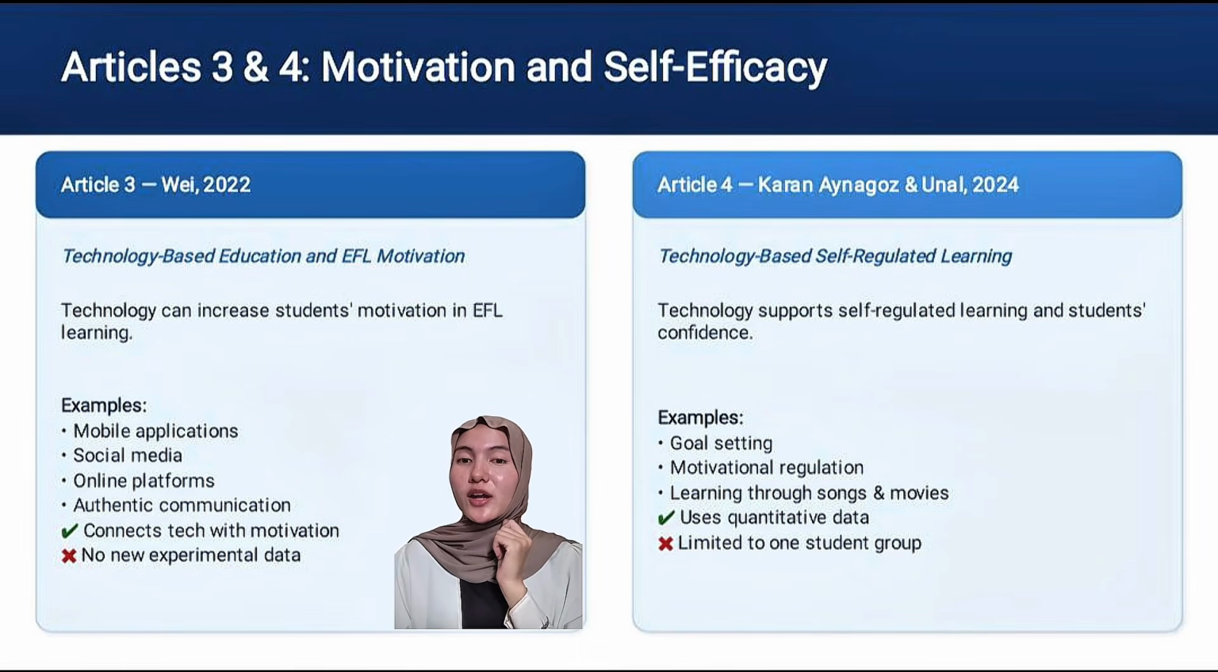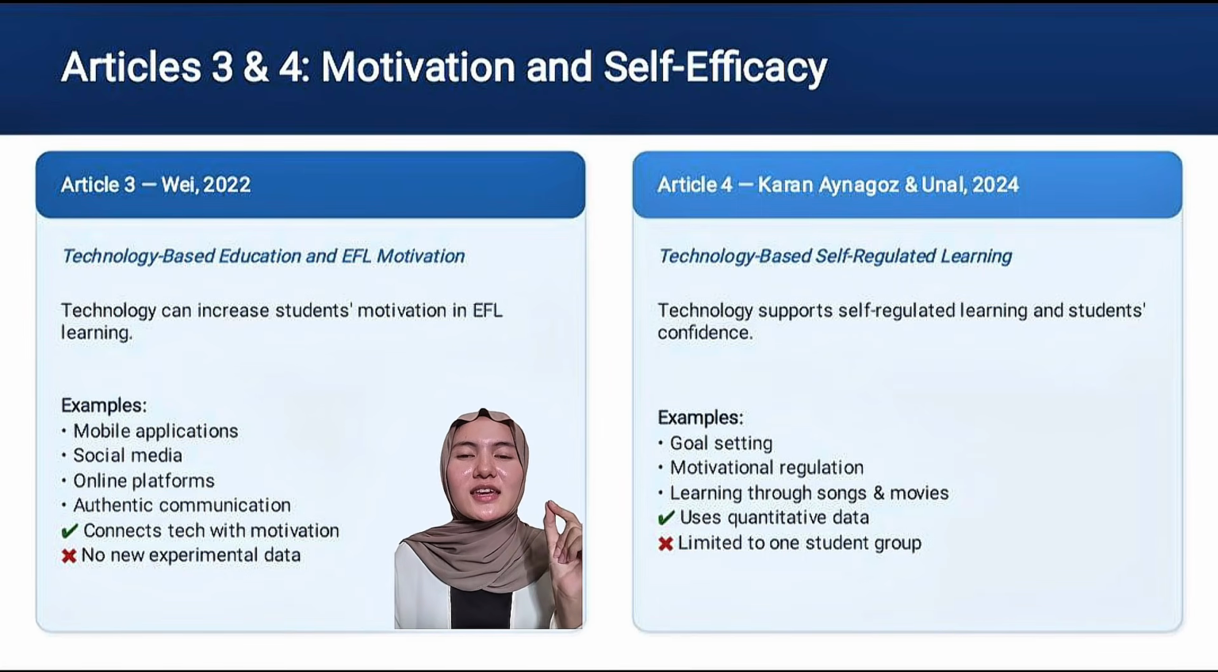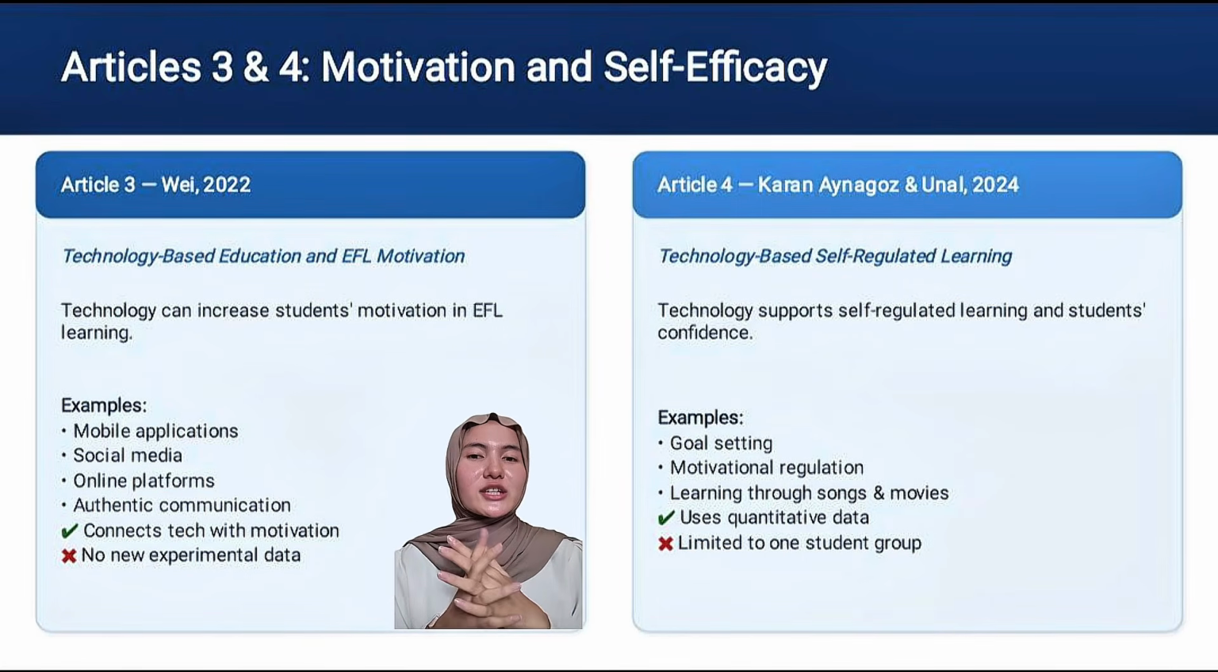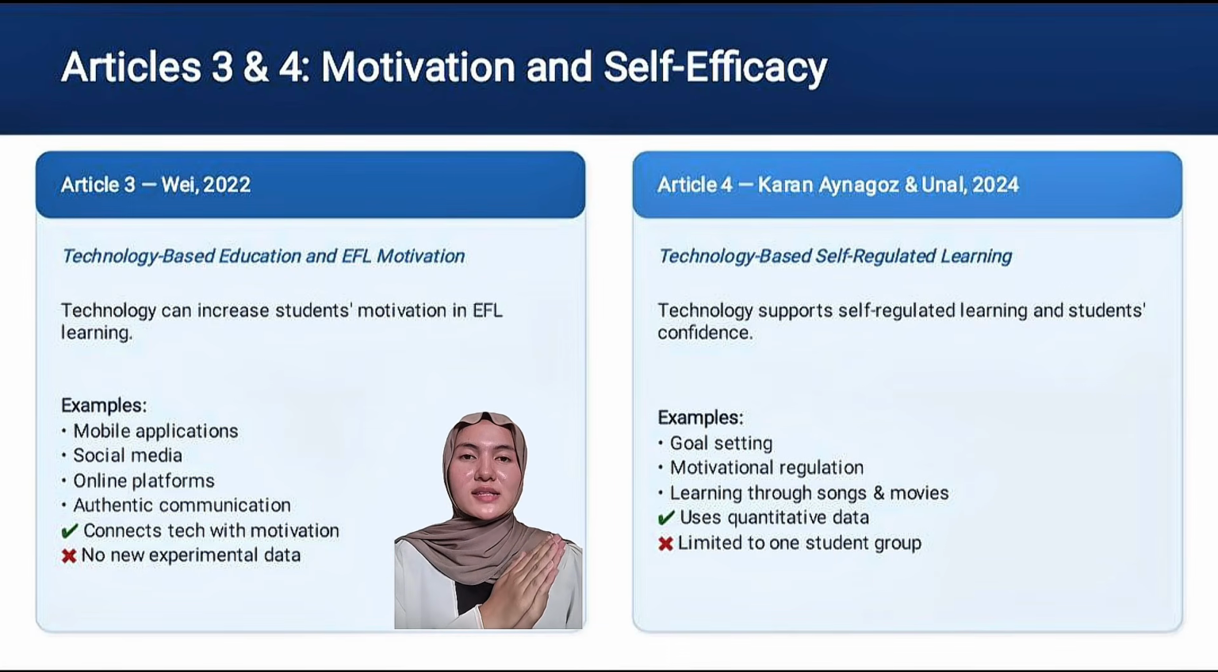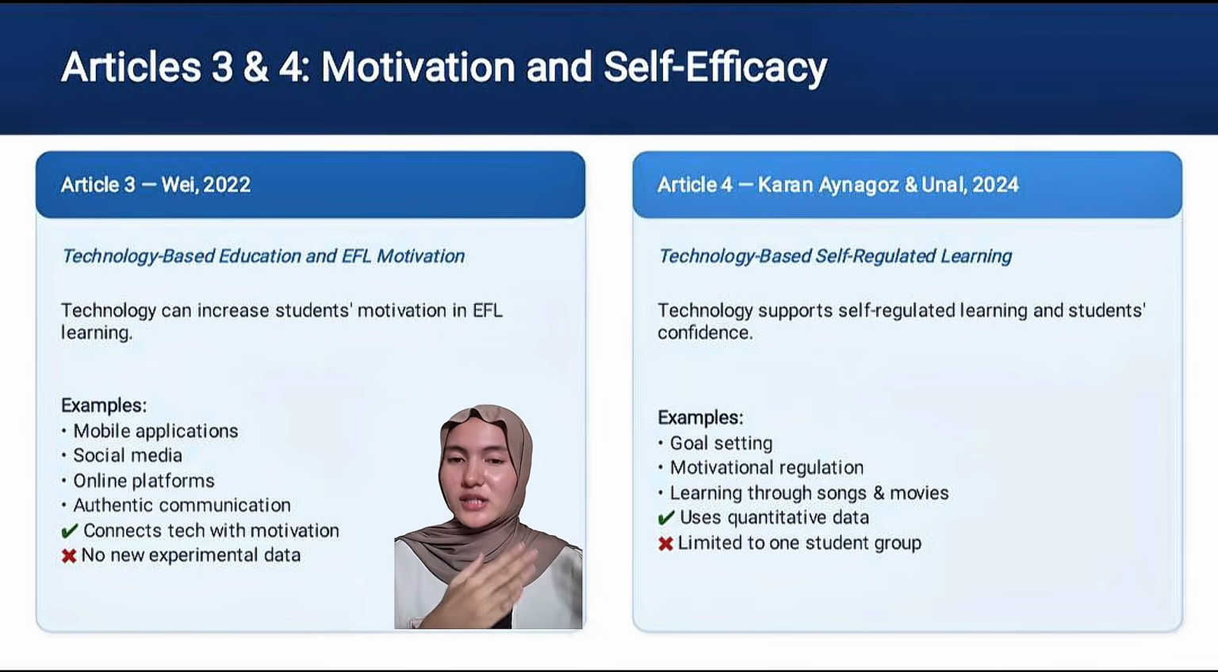And one interesting point of this article is that it doesn't only discuss English skills, but also psychological factors such as motivation, anxiety, confidence, and learner attitudes. The strength of this article is that it connects technology with students' motivation. However, the weakness is that it doesn't provide new experimental data because it is based on previous research.